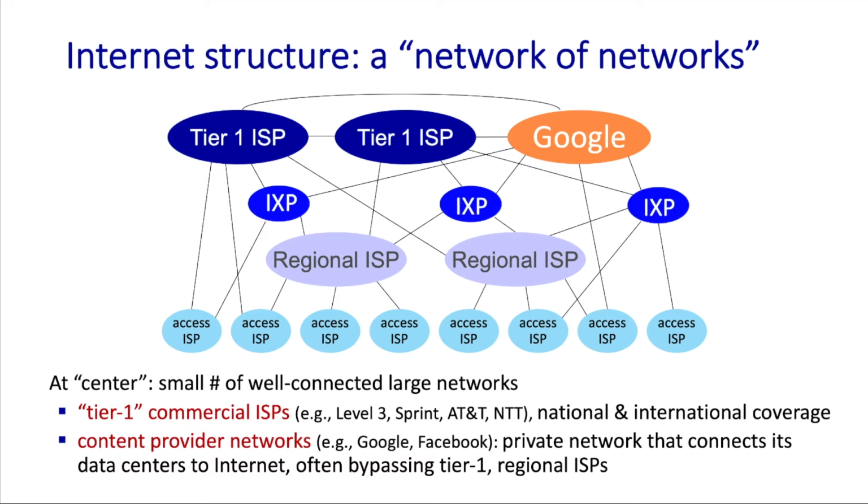And at the very edge of the network then are the access networks themselves. And then of course there are the content provider networks like Google and Facebook, the private networks that connect their data centers and services to the internet, and sometimes bypassing Tier 1 and regional ISPs.